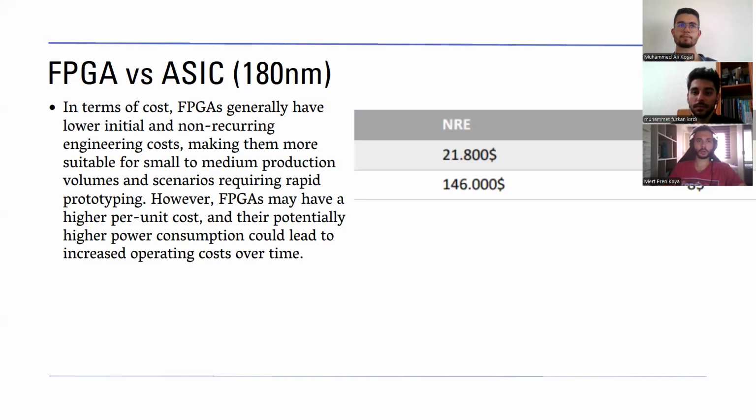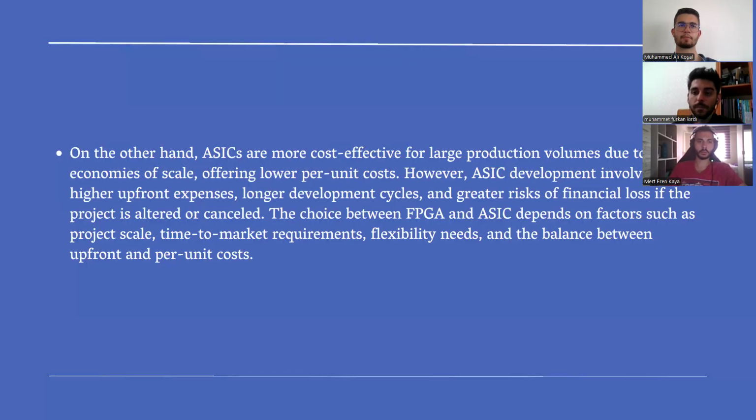In terms of cost, FPGAs generally have lower initial non-recurring engineering costs, making them more suitable for small to medium production volumes and scenarios requiring rapid prototyping. However, FPGAs may have a higher per unit cost, and their potentially higher power consumption could lead to increased operating costs over time. On the other hand, ASICs are more cost-effective for large production volumes due to economies of scale, offering lower per unit costs.